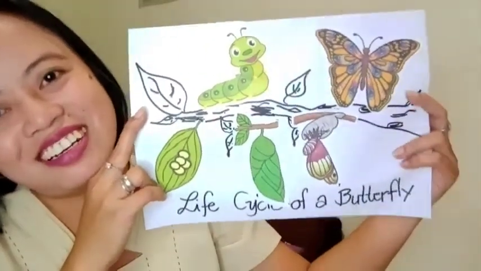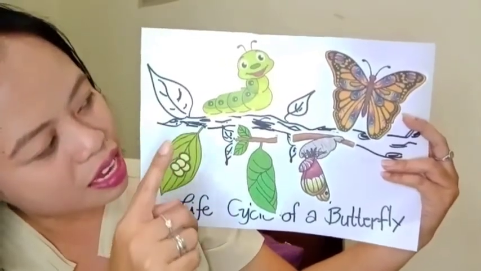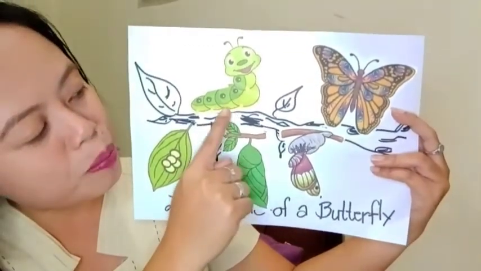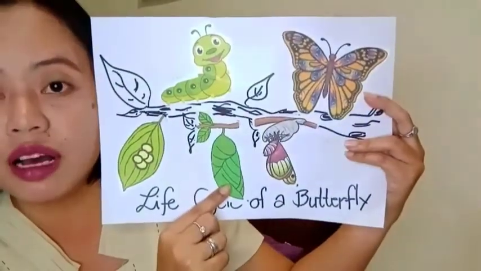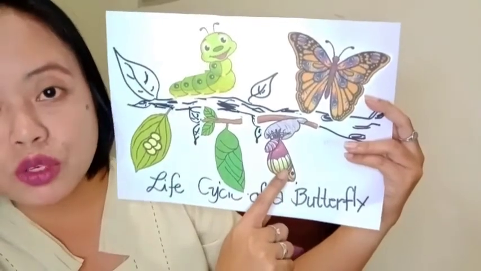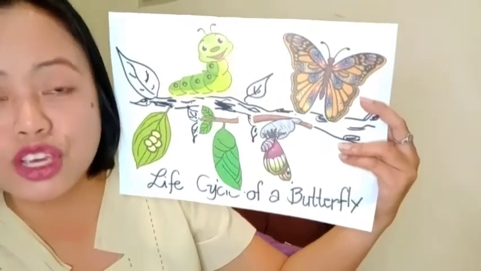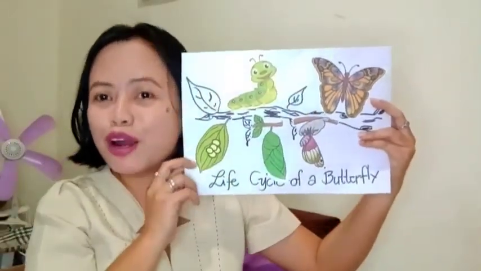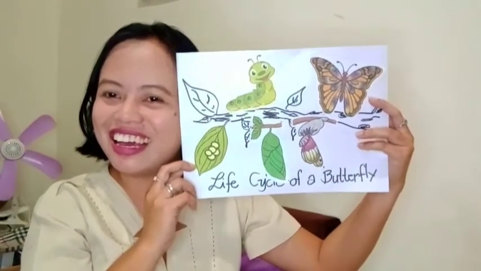That's the cycle of a butterfly. We have the egg, the caterpillar. The caterpillar there at top. Then we have the pre-pupa. And then the pupa leaving its cocoon. Okay, it comes out and turns into a beautiful butterfly. Oh, that's very, very nice.